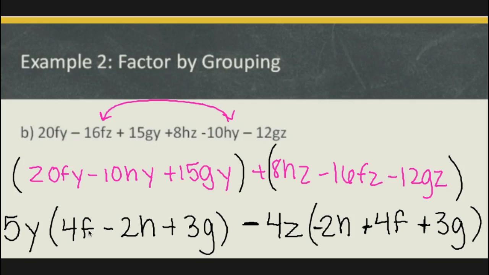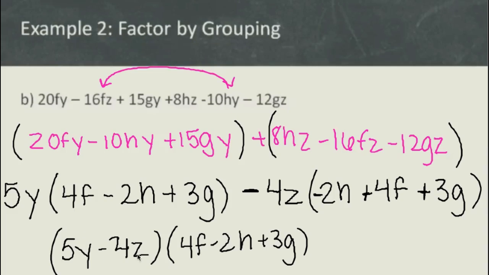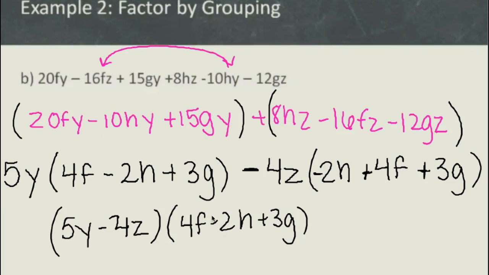We also know addition is commutative, so it doesn't matter that these terms were in a different order than these terms. Once we know addition is commutative, I can rearrange the order and take out my final GCF of 5y minus 4z. And I have my 4f minus 2h plus 3g.